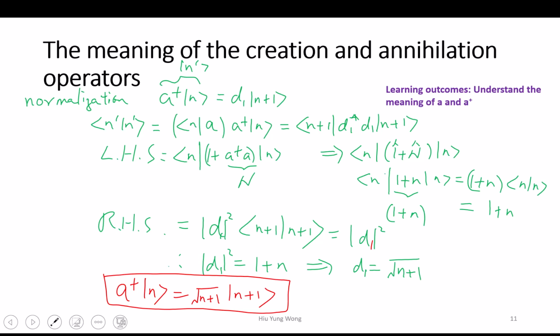Okay, so which one? Left-hand side, yeah? So this one becomes this one. Is this okay? And now it becomes 1 plus n, right? You take out 1 plus n, and then n inner product n is 1, right? And on the left-hand side, it is equal to d1 squared.